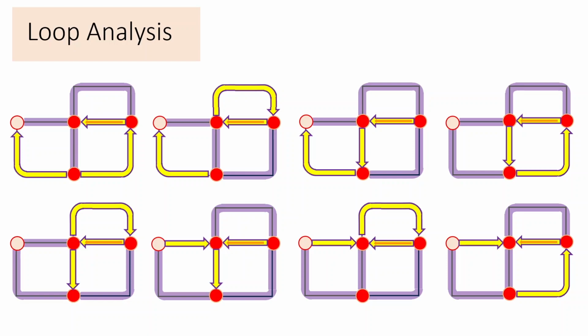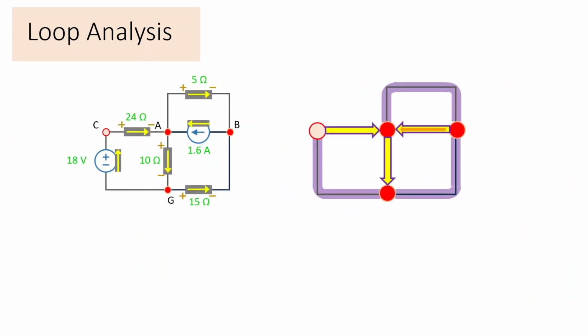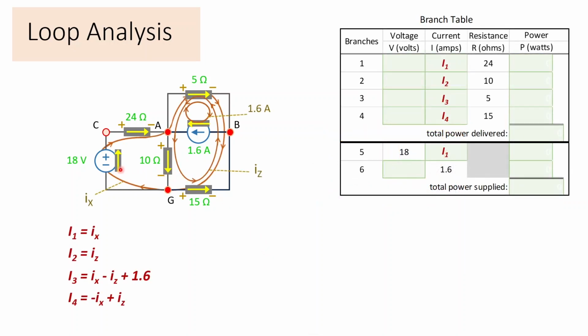As another example of the loops generated by chords, let's choose a different tree. Let's try this one. Again, for each chord, you form a loop with the chord and then only tree branches. So we would have this outer loop, this loop here, and this small loop. Right, so our loops X, Z, and the 1.6 was known would be these three loops, and this would be the branch currents in terms of loop currents.